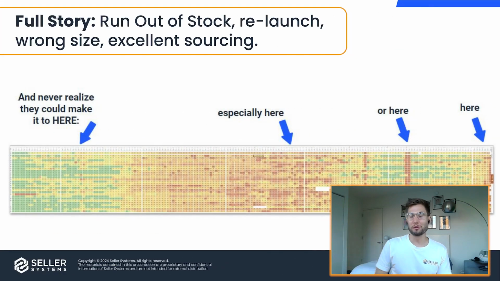Just another Rank Radar screenshot. I won't get into this too much, but red is bad, green is good. The point with selling on Amazon is you've got to be dedicated. You've got to be willing to hustle. You've got to be willing to put in the time. You can see most sellers, if they're launching a product, are going to give up when things get bad, here or here when he ran out of stock, and never realized that they could make it here.